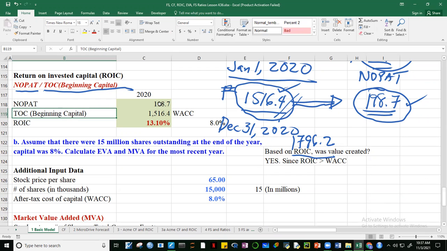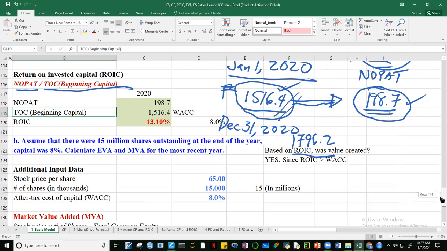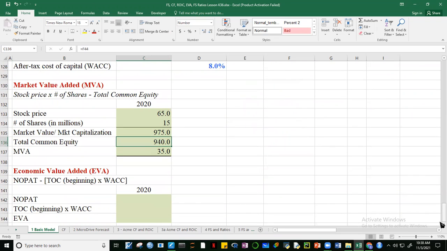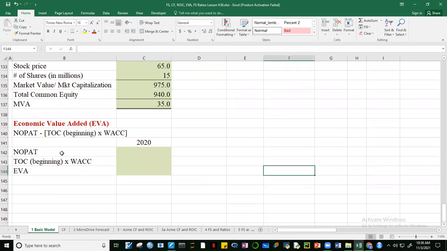Okay, so for ROIC, the company created value if the ROIC is greater than the weighted average cost of capital. Secondly, MVA tells us that the company created value if the MVA is positive, because here we're going to compare the market capitalization with the book value of equity. Lastly, guys, we have EVA, which is economic value added. So we have time, guys, to discuss this.